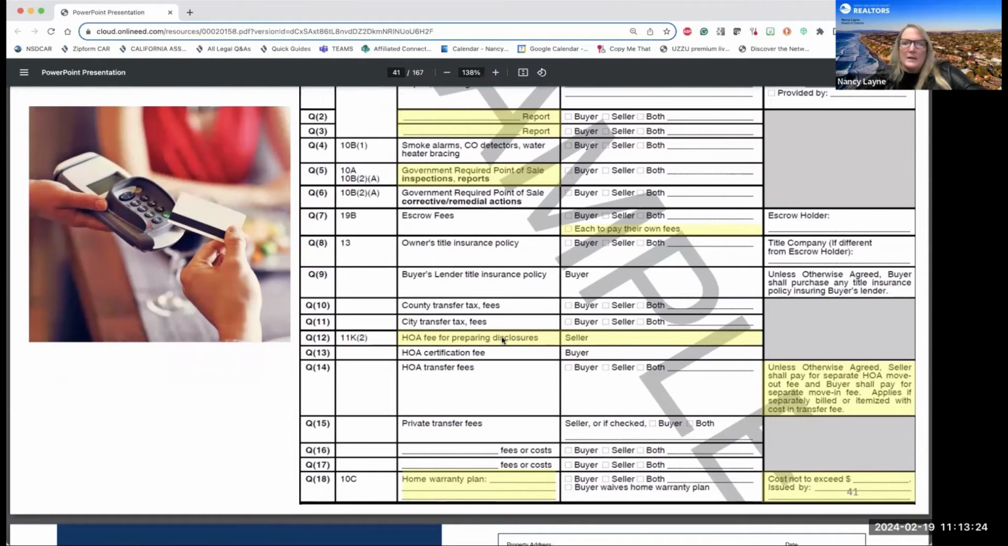HOA fees. So the seller automatically pays the fees for preparing. You'll notice there isn't a place here to change. This automatically has the seller paying for the preparing of the disclosures, and the certification fee is automatically paid for by the buyer. So that is not something that you can change.